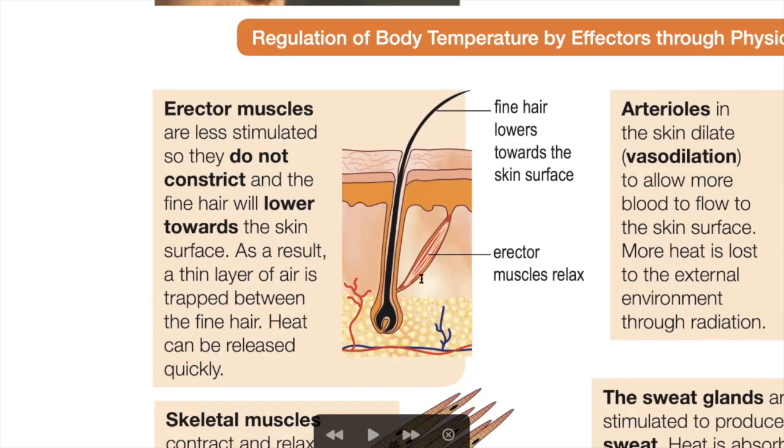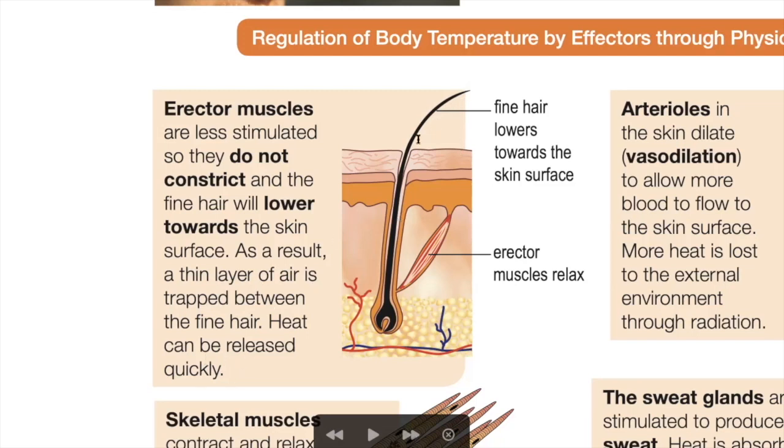They do not contract. So when it does not constrict, your hair will lie lower towards the skin surface. It means that your hair will lie down. So as a result, only a thin layer of air is trapped between the fine hairs, so heat can be released quickly.